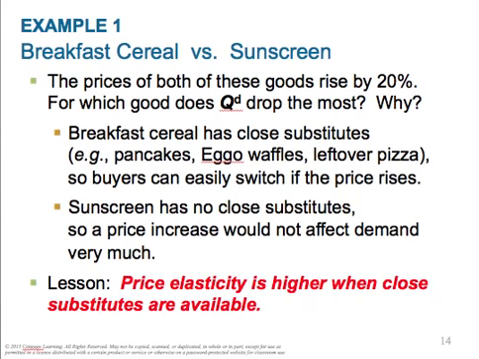Sunscreen, on the other hand, has no close substitutes. So a price increase will not necessarily affect the demand as much, or at least very much. What's the lesson here in this thought experiment? Price elasticity is higher when close substitutes are available. When there's something you can switch to, you tend to have a higher price elasticity, which basically means you have a higher response to price changes when there's something that you can easily substitute for.